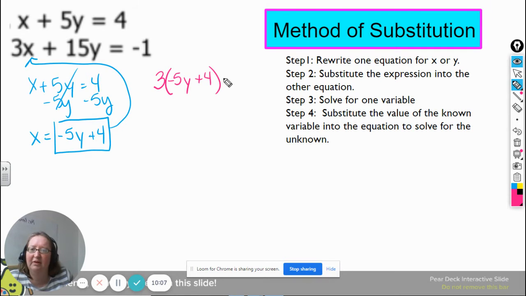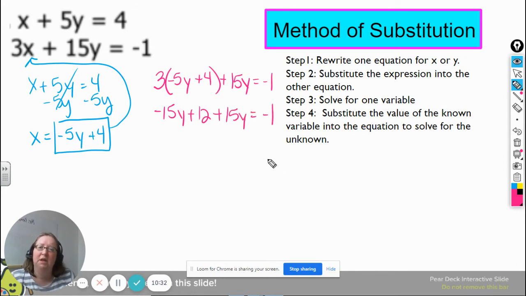Substitution. That's what this method is called. Now just continue to write the rest of the equation. Okay, so now I only have one unknown, one variable, and it's a y. So I'm going to solve for y now. 3 times, that's negative 15y, plus 12 plus 15y is equal to negative 1.